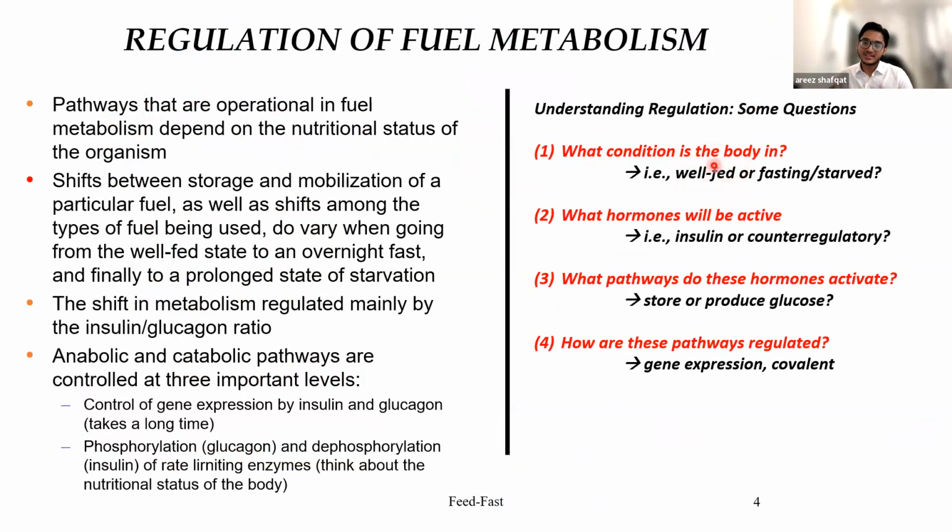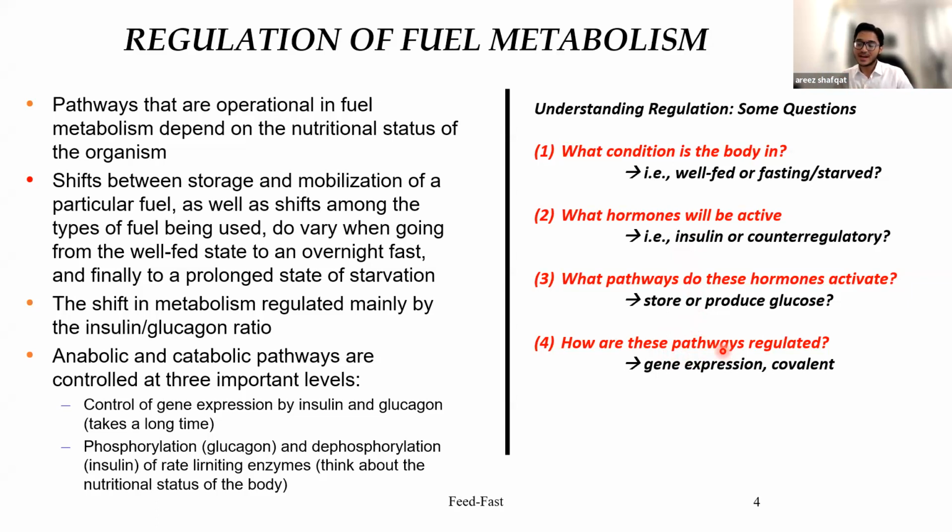If the body is well fed, that means blood glucose is high. If the blood glucose is high, what hormone will be active? Insulin will be active, because insulin will store glucose or use glucose. Okay? How are these pathways regulated? How does insulin exert its effect? It exerts its effect by gene expression or by dephosphorylation. The dephosphorylation effect is quicker. The gene expression effect is slower.